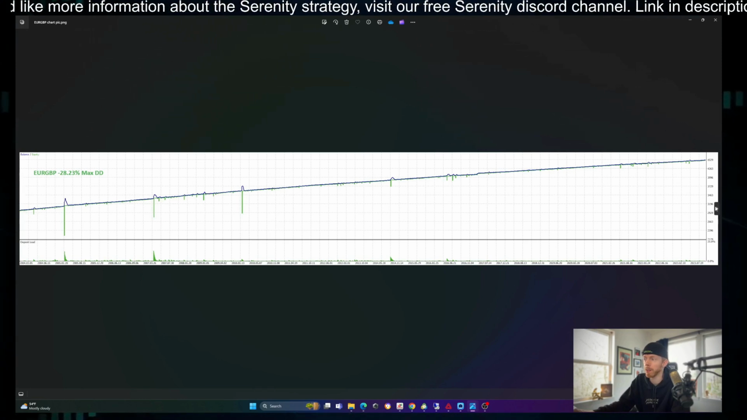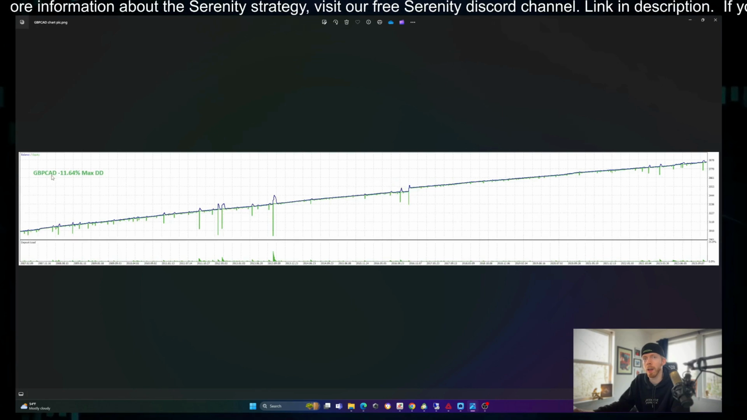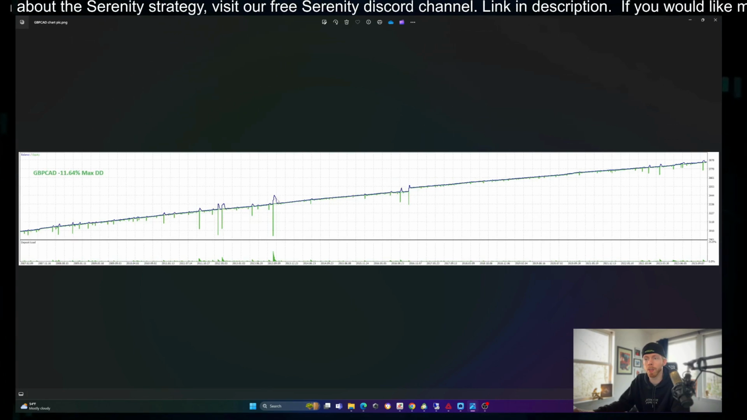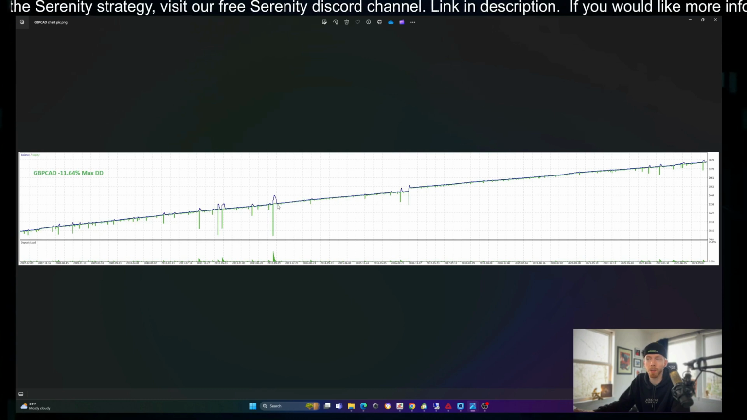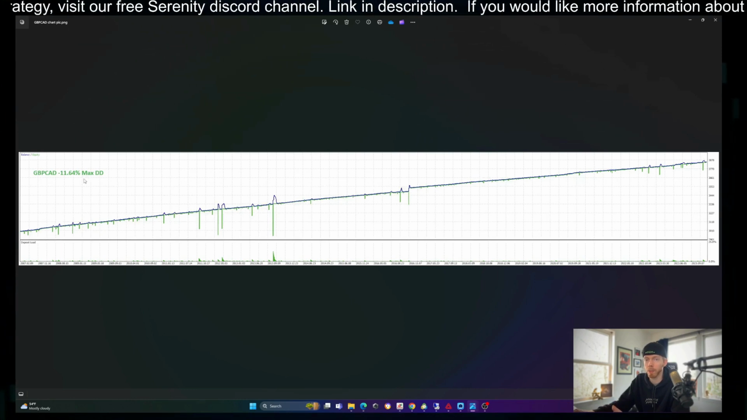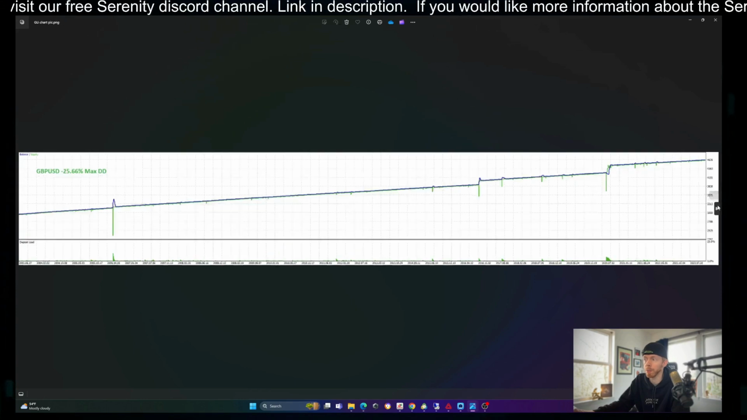All right, so that's the Euro Pound and the Pound CAD. So this is 11.64% drawdown and really clean trading after 2013, and looks really good, and it's a really good pair, and the profit's decent as well too.